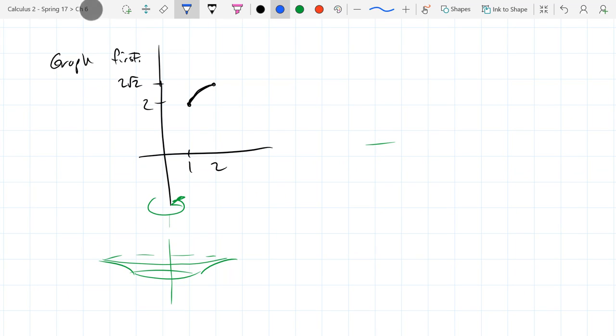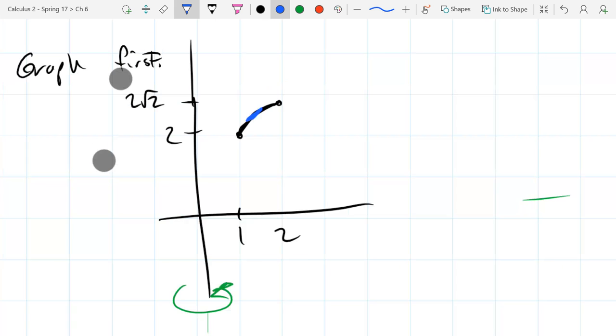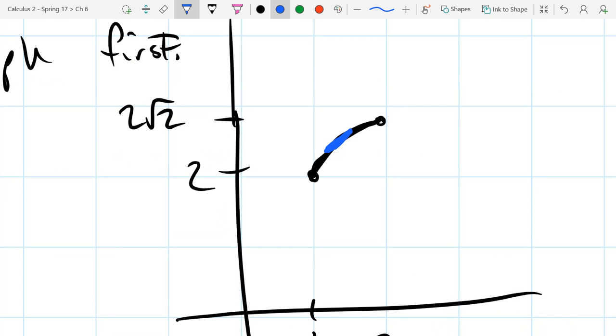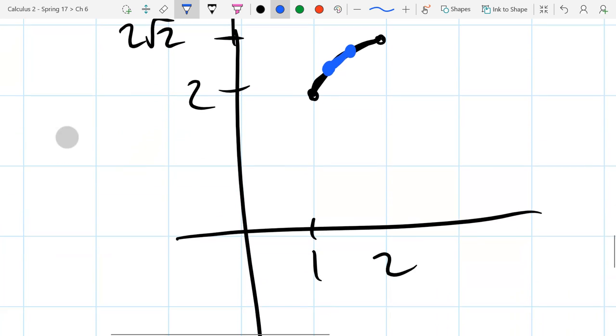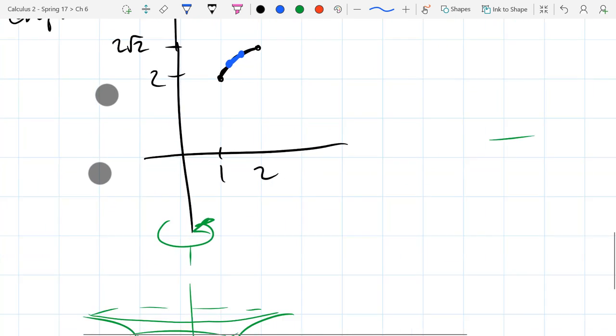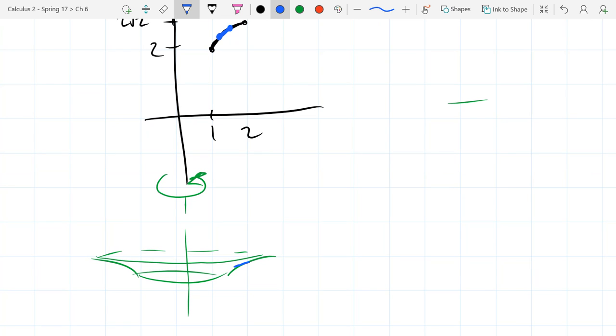So I'm going to pick a little cross section and try to draw it in blue. My curve's kind of short, so my cross section takes up a third of the curve. So I'm going to redraw what my cross section looks like here. The reason I'm doing this is so I can measure the length and the radius easily.